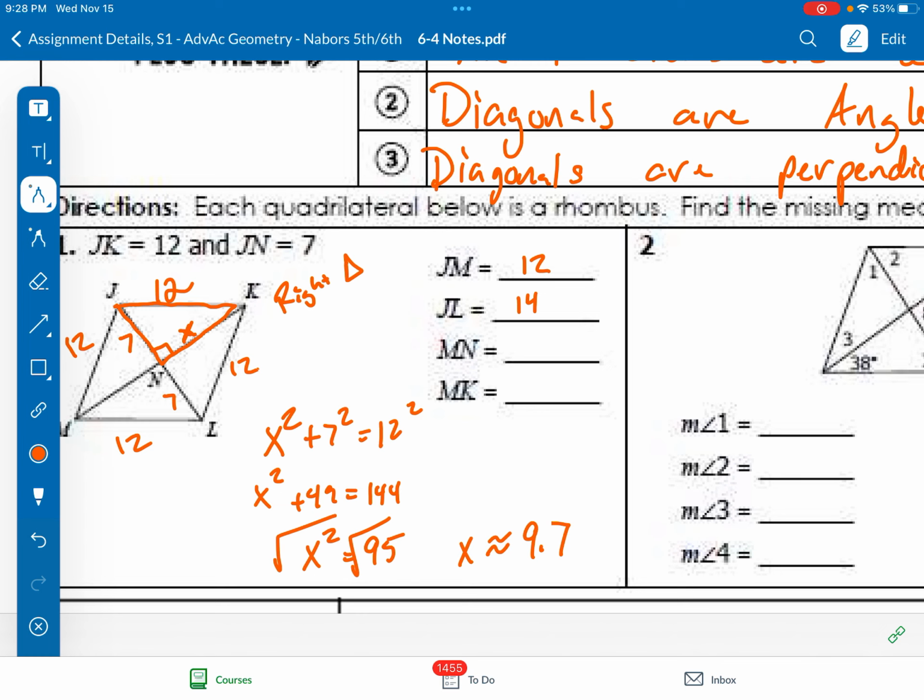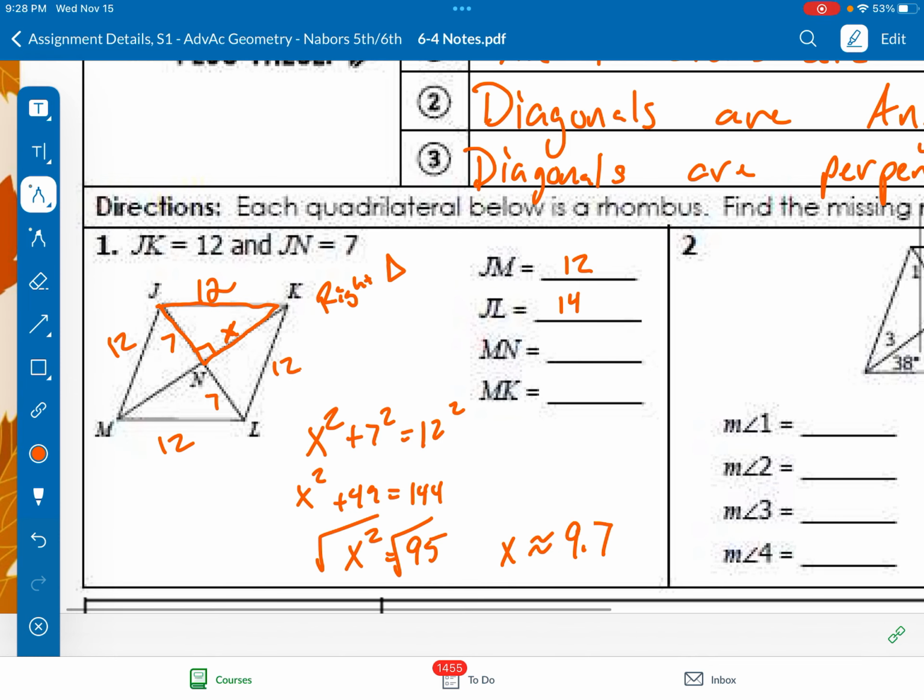All right. And if you want to argue with me, that should be 9.8. I can't hear you because this is a video. So that means MN is 9.7. And MK is 9.7 times 2, which is, again, doing this all in my head. So give me a second. 9.7 times 2 is 19.4.